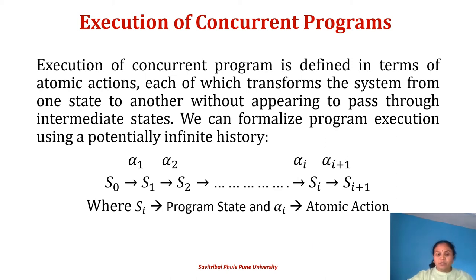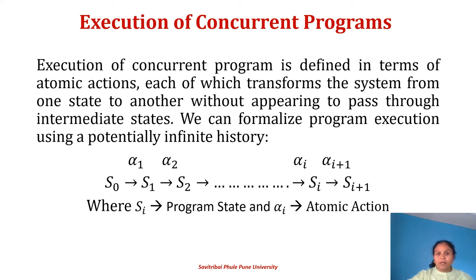So this is the equation where we have S0 goes to S1 goes to S2 and so on, up to Si to Si+1, where Si is called a program state and alpha i is called the atomic action. So alpha 1 is the atomic action that is going to be performed for translating the state from S0 to S1 and so on. So execution of each alpha i+1 in state Si can terminate in Si+1. State S0 need not be an initial state of a program.